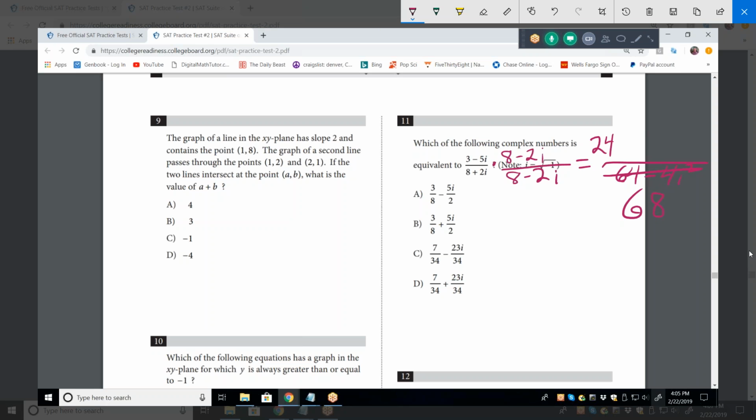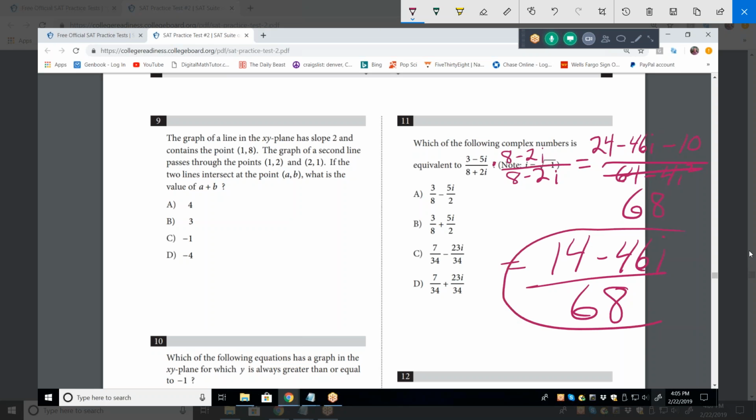Minus 40i minus 6i looks like minus 46i. Now we have plus 10i squared, which is minus 10. And that gives us... if I make a mistake here, feel free to point it out. Okay, looks good.